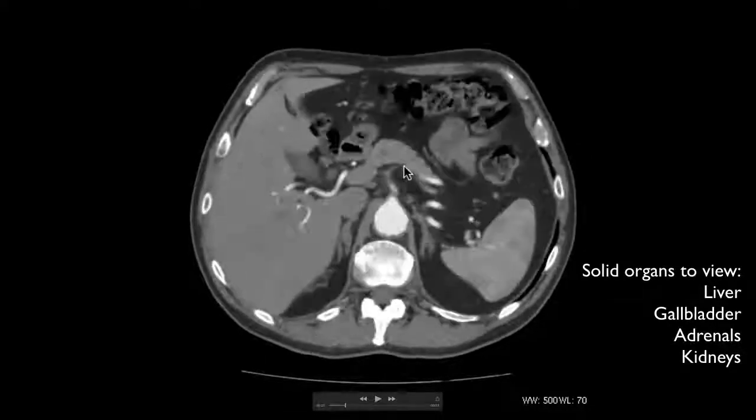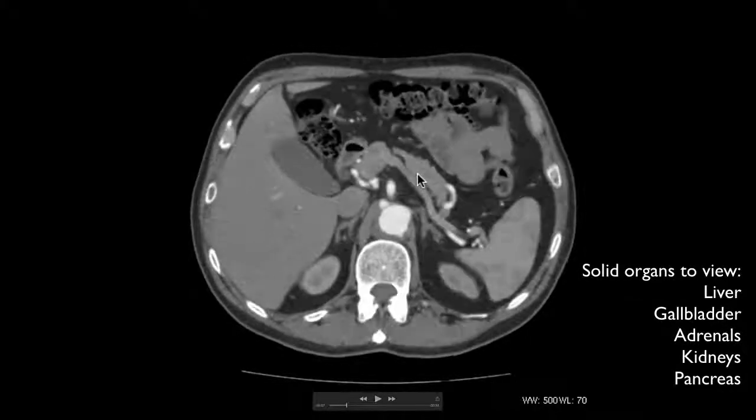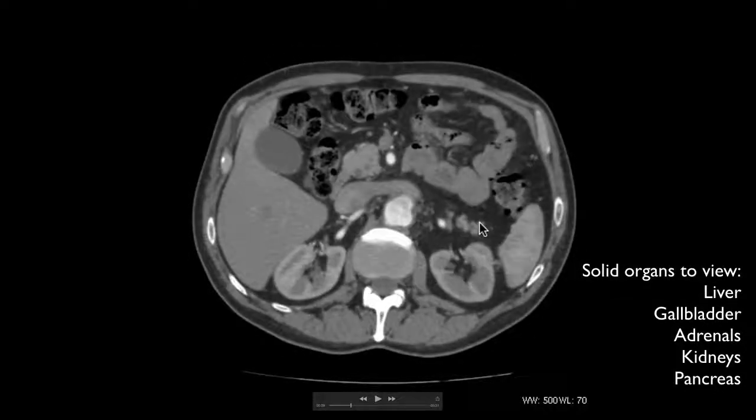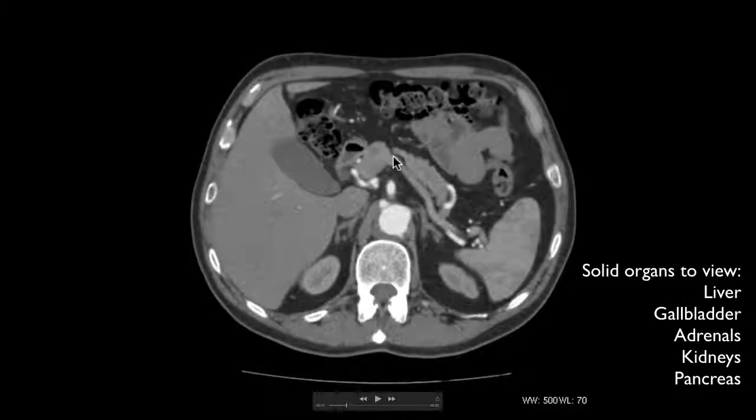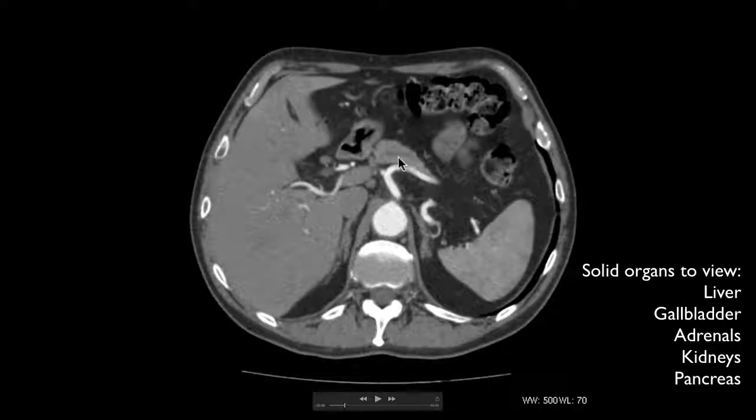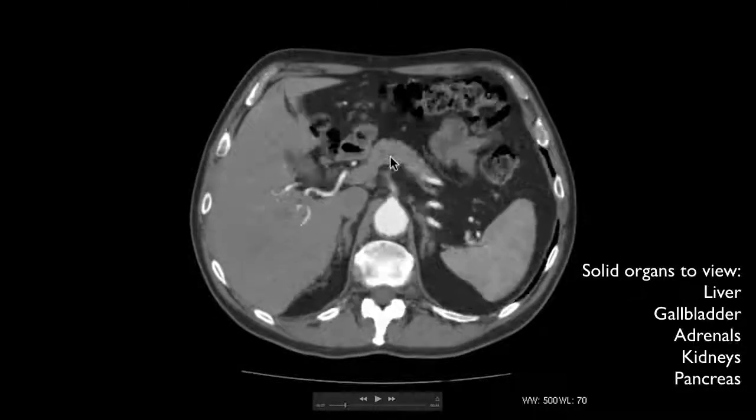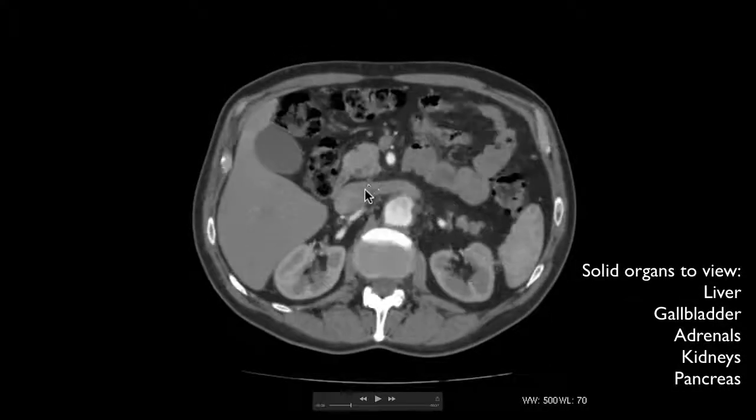Next, look for the pancreas. So this is the pancreas here, the tail of the pancreas. This is the body of the pancreas coming around towards the head. And you can see this slightly lower attenuation area in the middle. That's the pancreatic duct. So we have a look at that for masses.